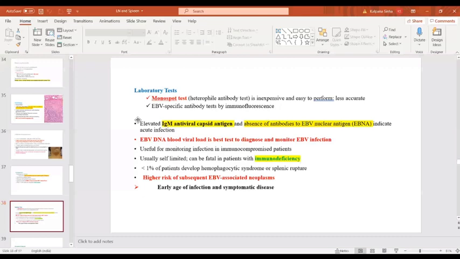For laboratory tests, we use the monospot test, but it is less accurate, so it is not used nowadays. We can also detect it by measuring antibodies against the Epstein-Barr virus. When there is IgM antibody, it represents acute infection. Epstein-Barr virus DNA can also be measured in the blood; it represents the viral load and can be used to monitor the infection. It is self-limited, but it can be fatal in immunodeficient patients like those with HIV.